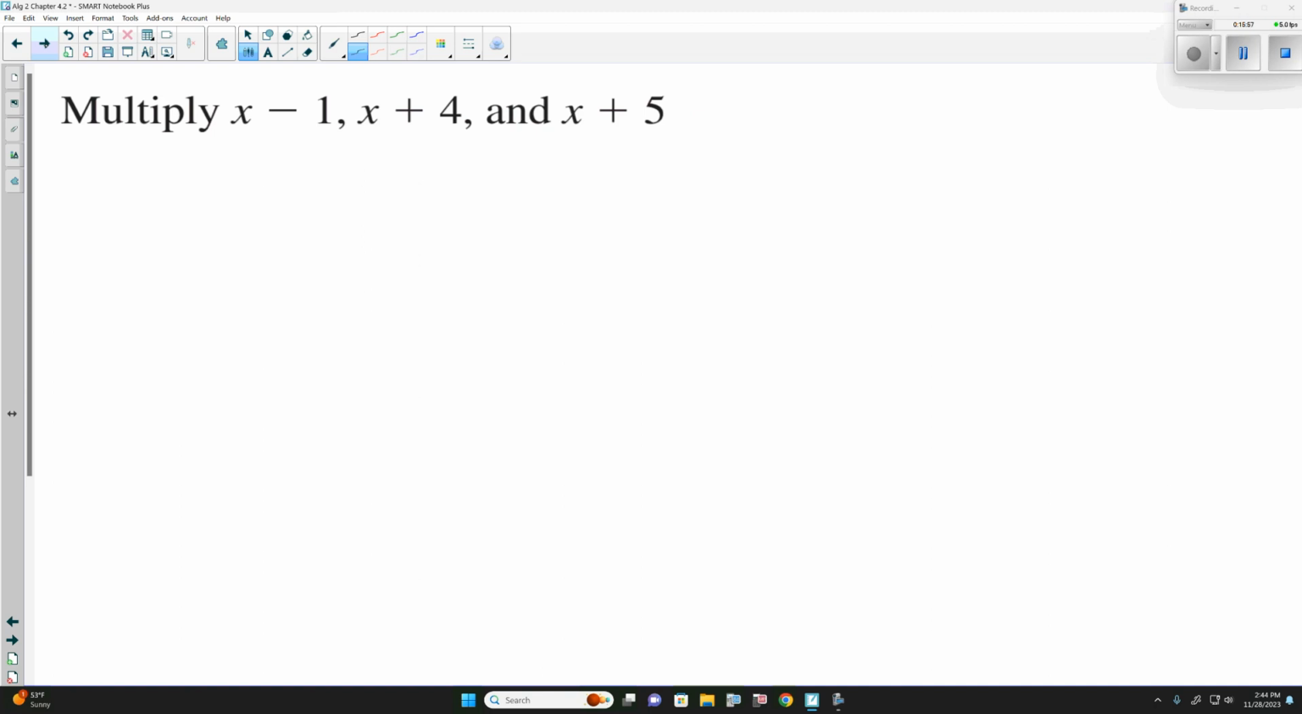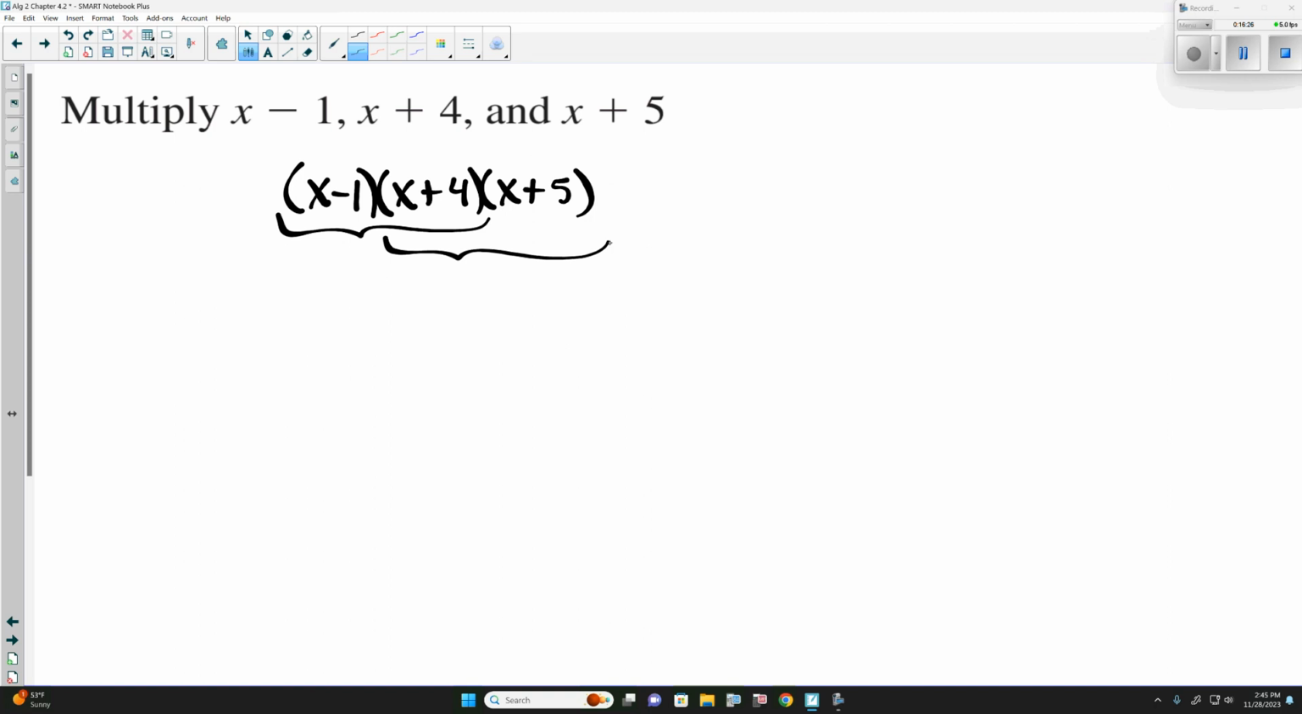I do want to look at this one here. It wants us to multiply x minus 1, x plus 4, and x plus 5. So for this one here, we're multiplying three things together. And whenever we multiply two or more things together, we just have to do it part by part, because we can either start off by multiplying x minus 1 times x plus 4, or if we wanted to, we could do x plus 4 and x plus 5 first, or the other way we could start is x minus 1 and x plus 5. Which two do we want to multiply together first?